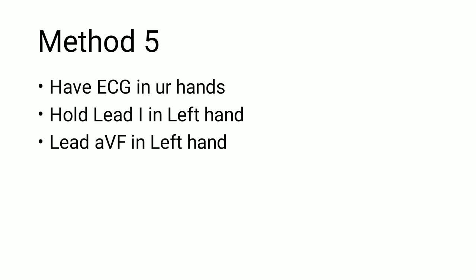Suppose my patient has a negative complex in lead 1 and a positive complex in AVF. Lead 1 was touched by my left hand, so I will not use my left hand because it shows a negative complex. I should not touch negative things. Hence I will hold the ECG only in my right hand because AVF shows a positive complex. So the axis is right axis because I hold the ECG in the right hand. Suppose my patient shows positivity in lead 1 and negativity in AVF, I will hold the ECG only in my left hand. So the ECG's axis is left. Simple. If both are negative, it is northwest axis.